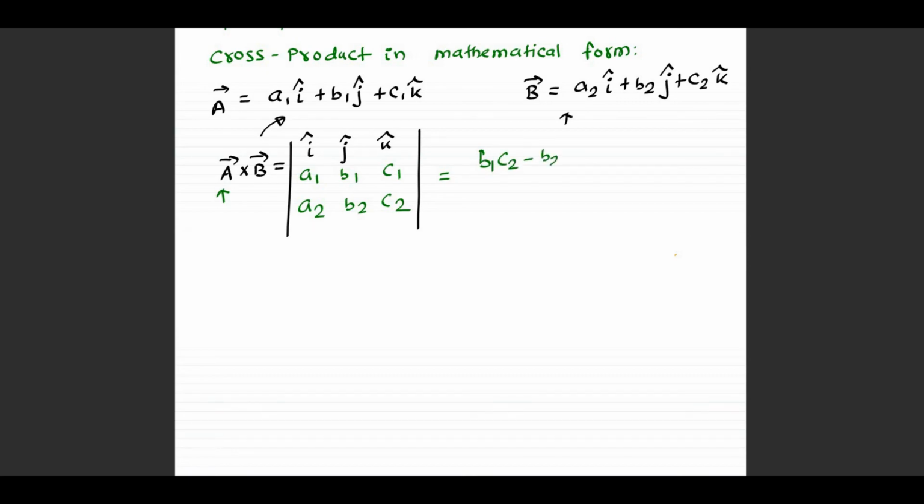b1 c2 minus b2 c1 I cap plus a2 c1 minus a1 c2 J cap plus a1 b2 minus a2 b1 K cap, right? So this is how you are going to find out cross product if mathematical form of the vectors are known. We'll now see an example then.